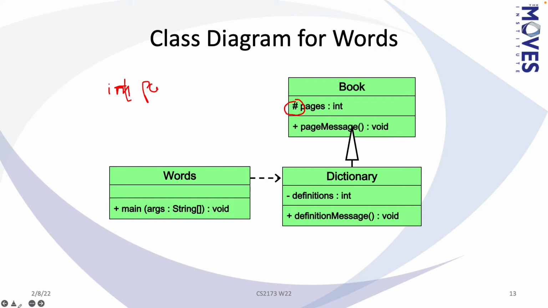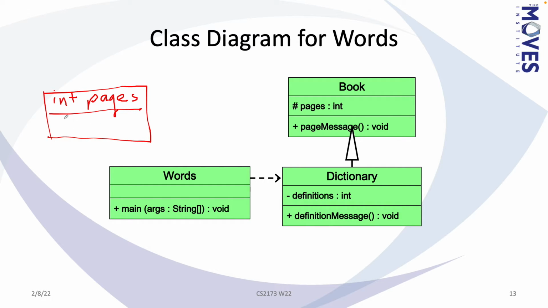Sorry, drawing with this thing is not my forte. So if I were to say int Pages like that, and then I would say void page message, whatever that is, and then this would be book.